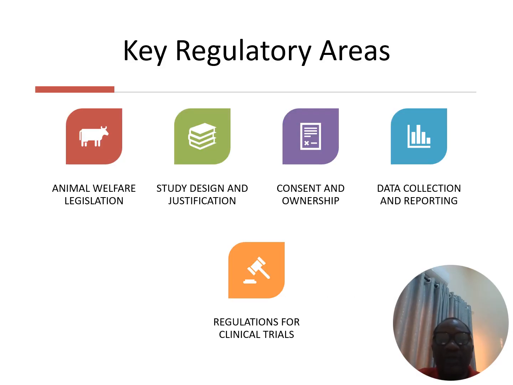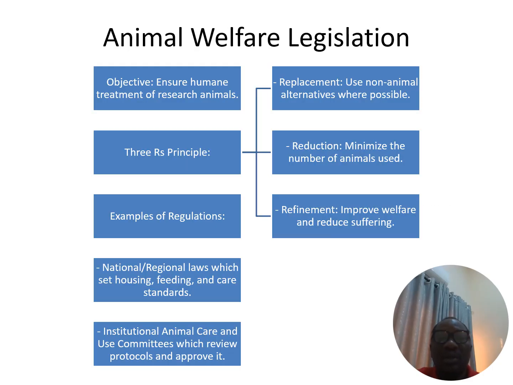There are five key areas in which regulation is required, and these areas include animal welfare legislation, study design and justification, consent and ownership, data collection and reporting, as well as regulations for clinical trials. We will examine these key areas one by one, starting with animal welfare legislation.